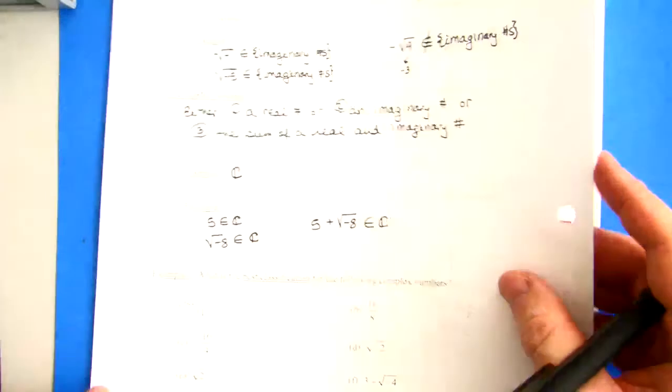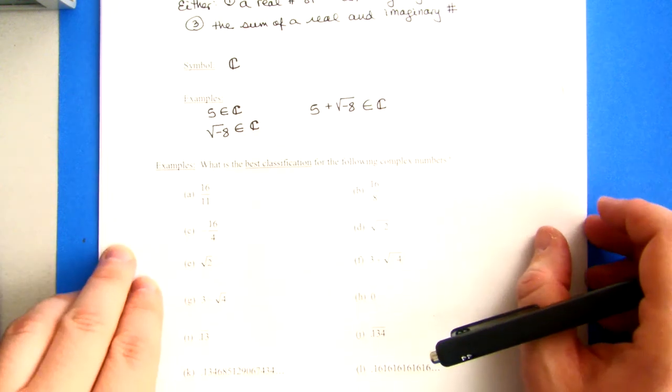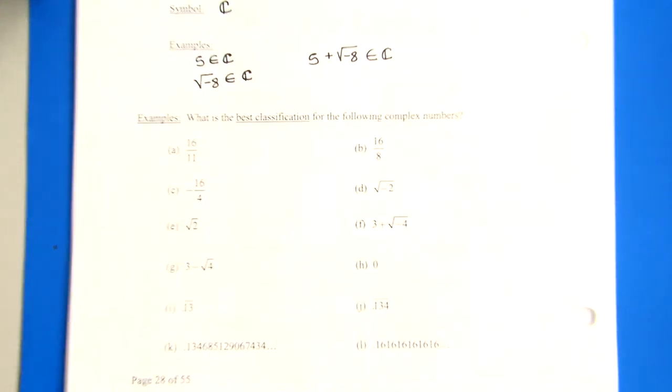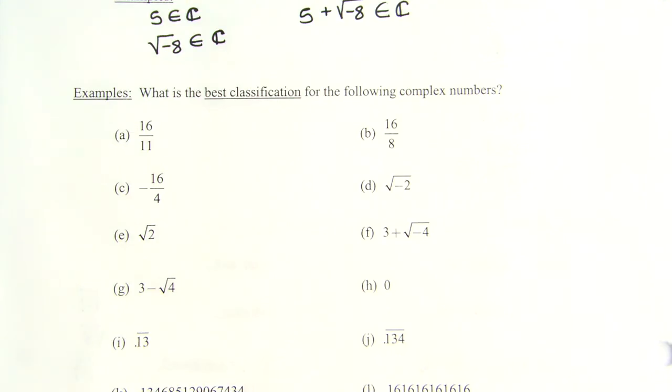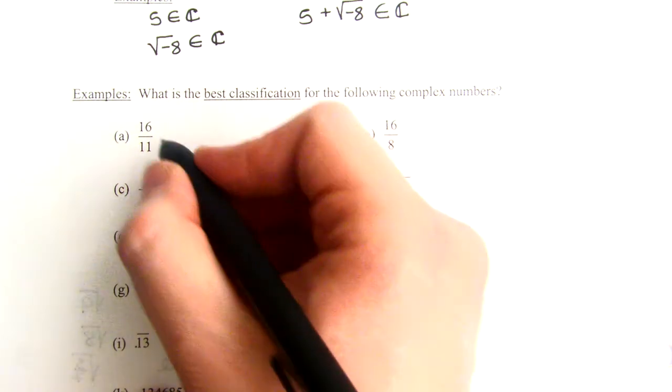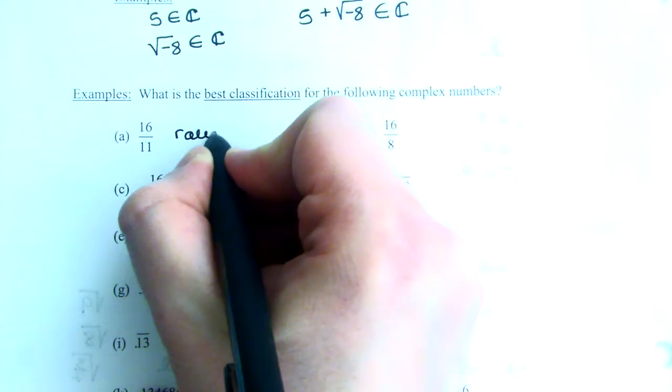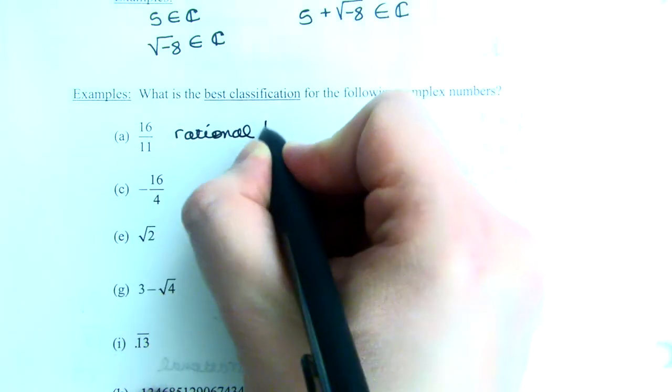Okay, so on the bottom of page 28, I would like to find the best possible classifications for several numbers. These are all complex numbers. I want to come up with the best possible name for those numbers. See what you can do. What do you think about A, 16/11? What's the best name? Well, it's a fraction. It can't be simplified to anything else, so I'm going to call this a rational number.